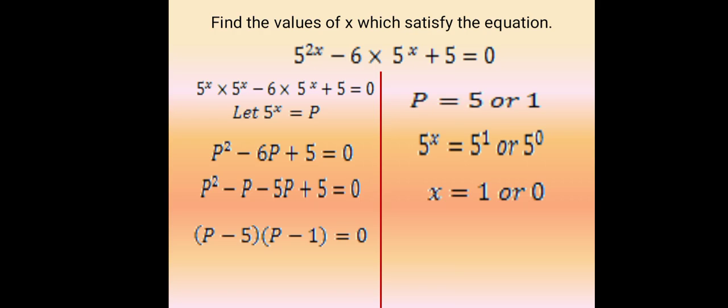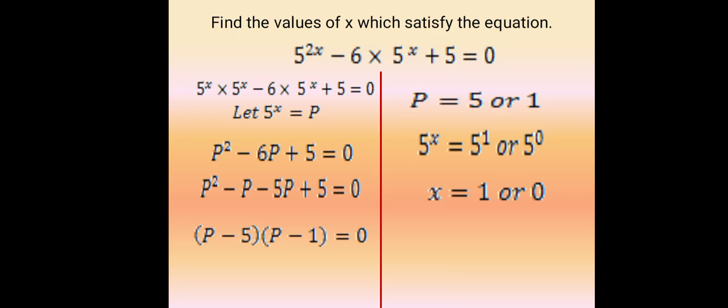What we do, take the number that is just before p squared. Of course it is 1. Multiply by the last number 5, you get 5. Now, find the factors of 5. The factors of 5 are negative 5 multiplied by negative 1, you get 5. You also have 5 multiplied by 1, you get 5.